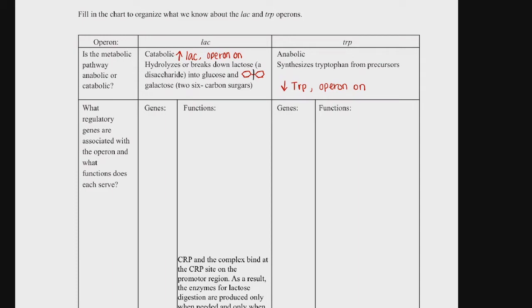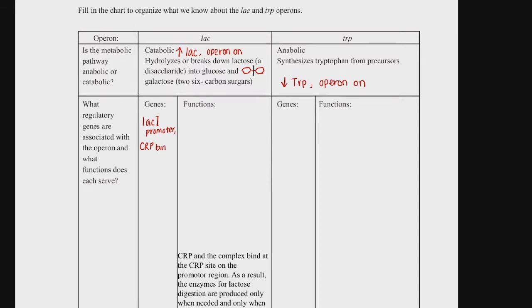Okay, so what are the regulatory genes associated with the operon, and what functions does each serve? The genes associated with the lac operon are the lac-I, promoter, CRP binding site, and operator, and these are the genes.